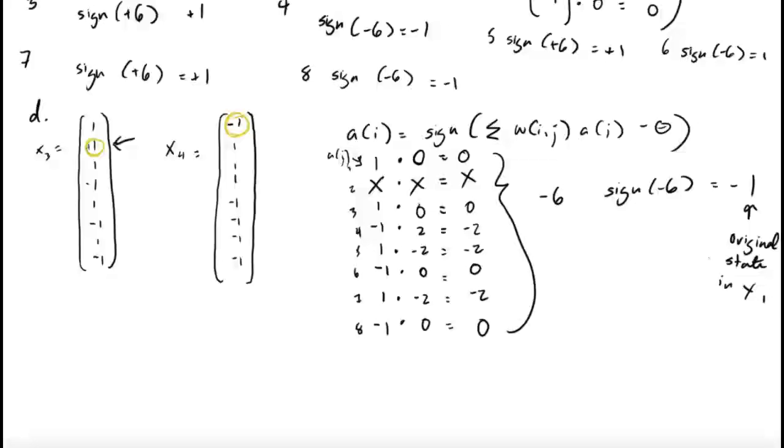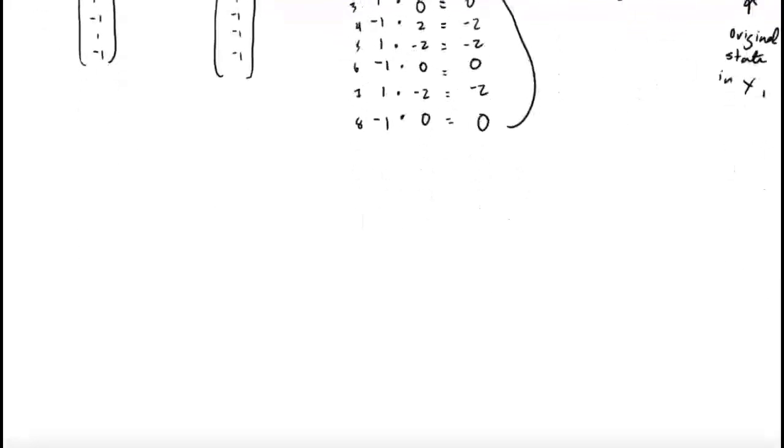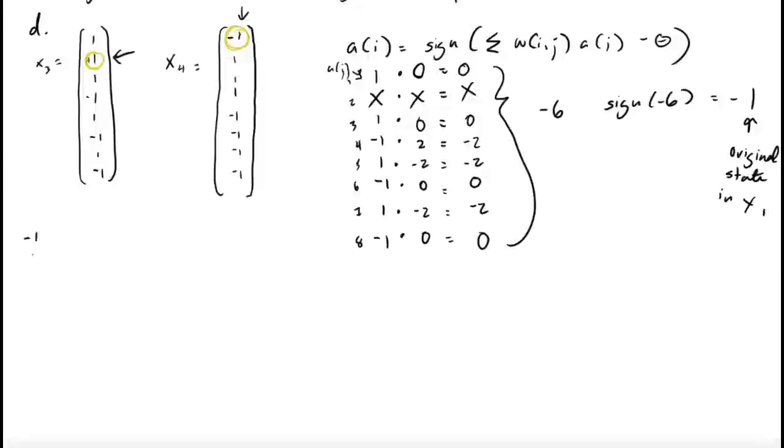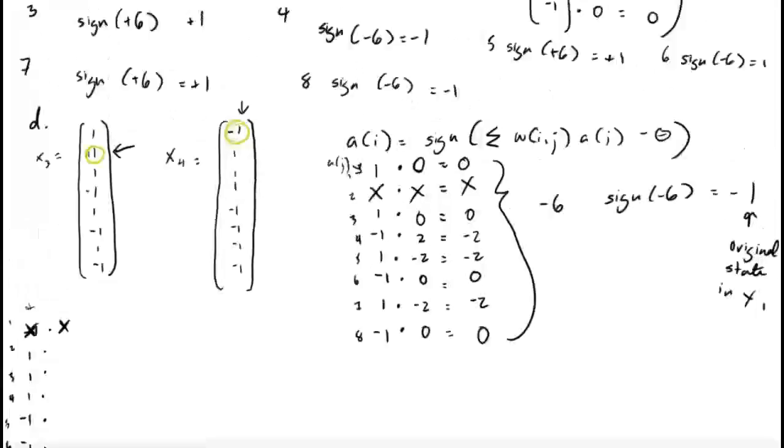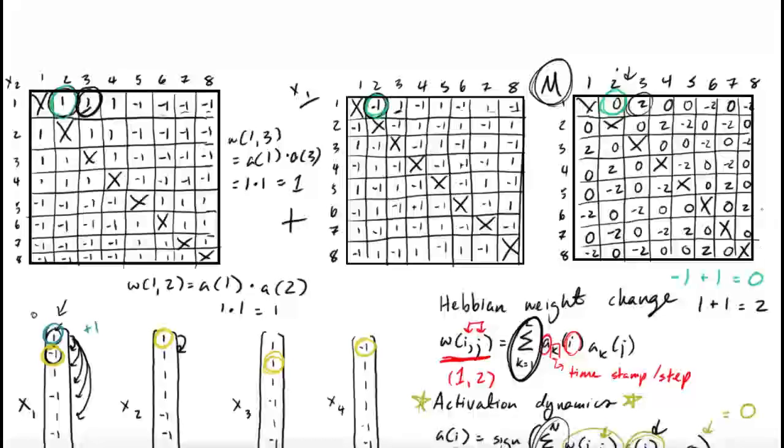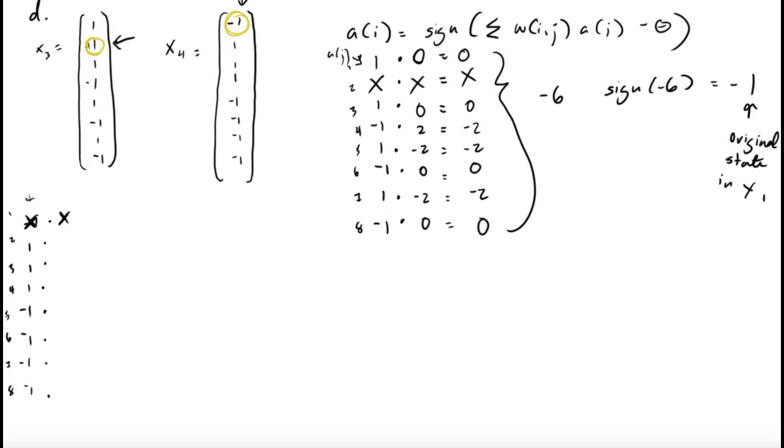And now we just do the same thing for x4, also looking at this changed neuron, the first one. You can do it right below here, so just writing it all out. I like to keep track of my neurons as well. So these are activation states over here. And then we multiply them by the weight values in the weight matrix up here. So for us, this means that it's 0 plus 2, 0, 0, minus 2, 0, minus 2, 0.